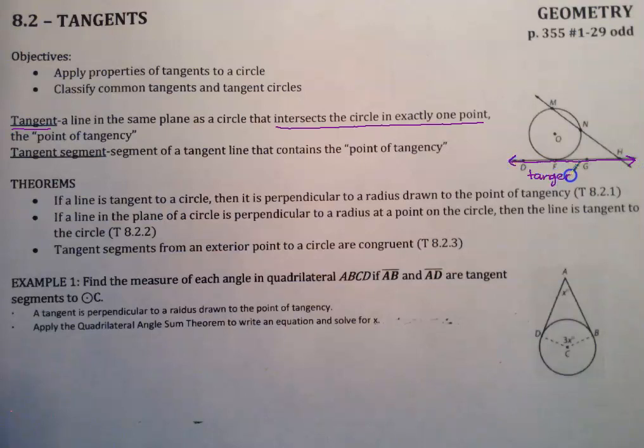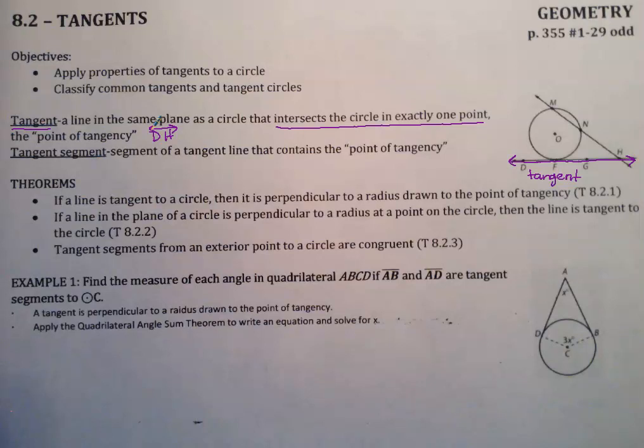Does anybody remember what the other line is called? It starts with a C sound. Yeah, the secant. Good. MN is a secant, where DH is a tangent. Okay, and you might want to write that over here, right? That line DH is your tangent line.